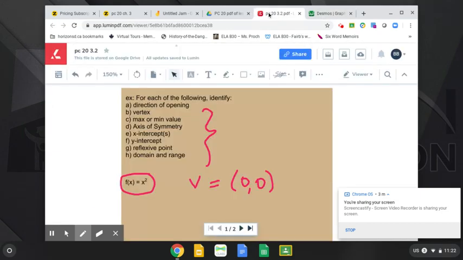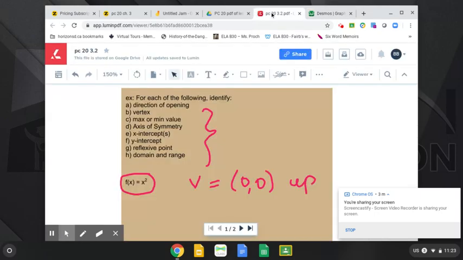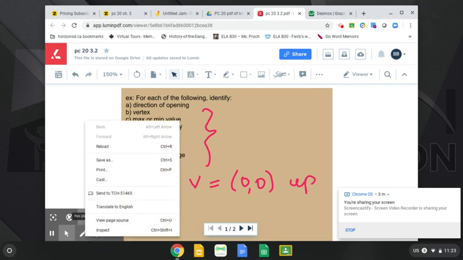Clearly up. Max or minimum value. If I look at this parabola and it's opening up, the parabola is going to have a minimum value right at this location, simply because that is the lowest possible value, and then everything is going up from there. So we can say it will have a minimum.